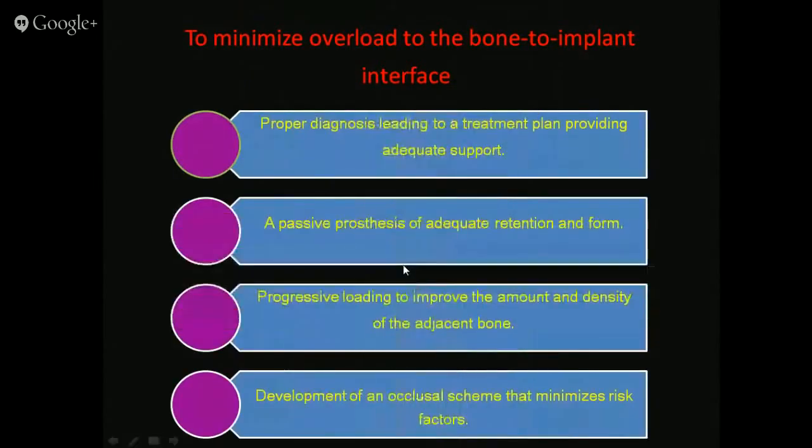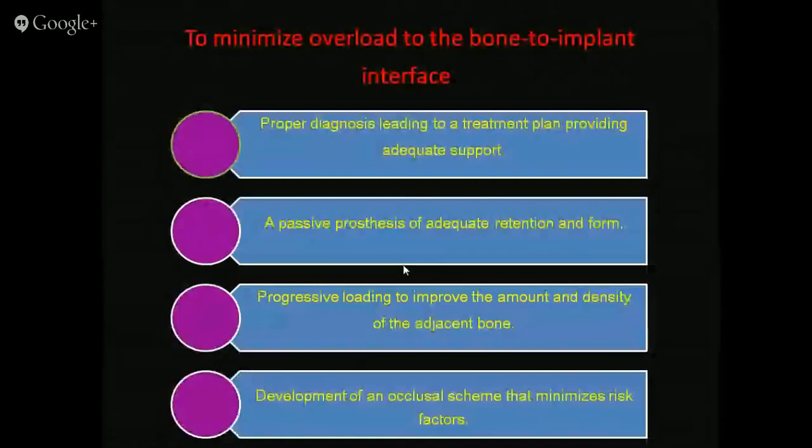We have to have a proper diagnosis. There is no substitute to proper diagnosis and treatment planning. This is the first stepping stone, be it for complete dentures, be it for fixed prosthodontics, be it for implant prosthodontics. If you are not able to diagnose well and formulate an adequate treatment plan, we are playing with fire. Today or tomorrow, we are encountering problems. We need a passive prosthesis which will offer adequate retention and form.